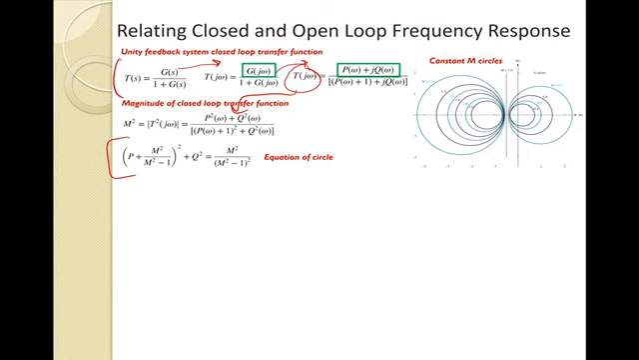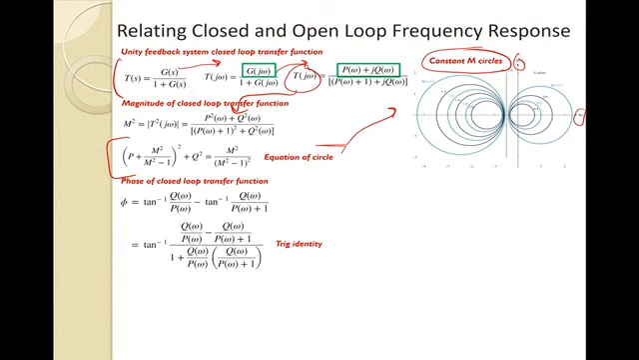Okay, so with that, what we'll see is we're able to plot these, what we're going to call constant M circles over here. Notice the axes here, we're in the complex plane, real and imaginary. And so this is essentially what we're going to do to look at some relationship, again, between the closed and open loop frequency response. So that's a starting point.